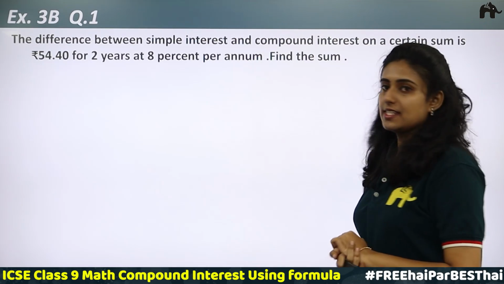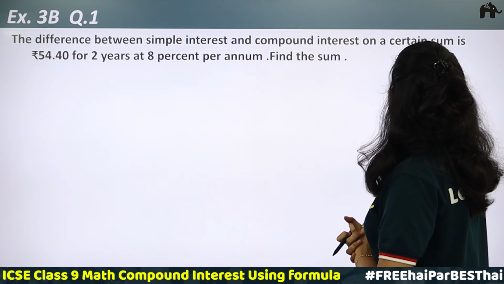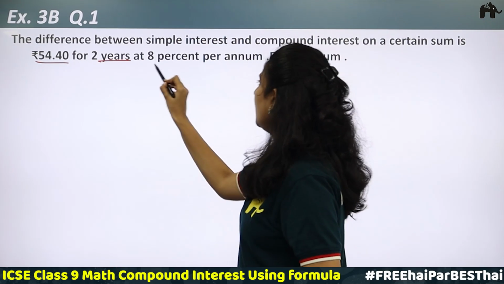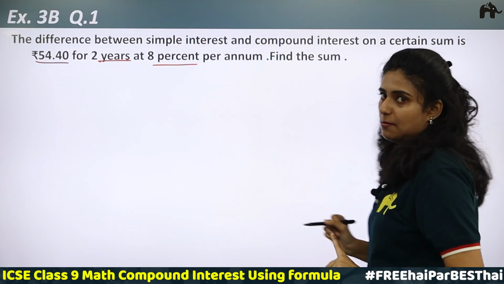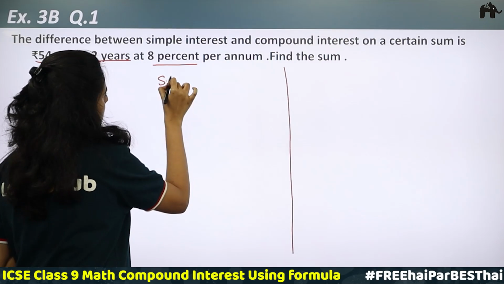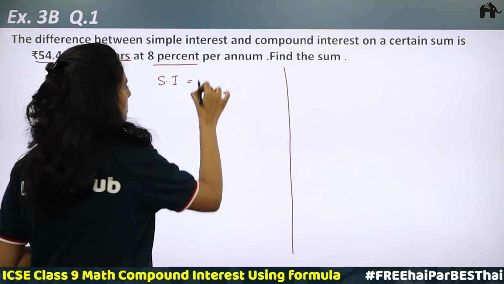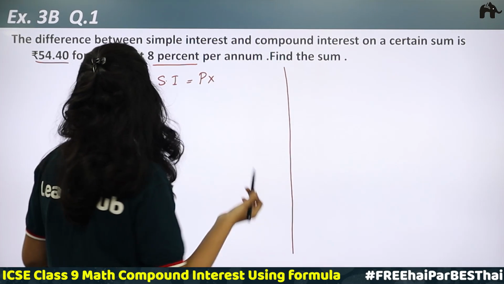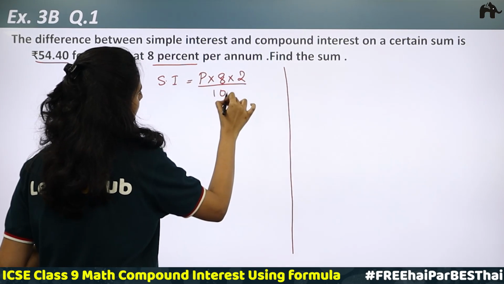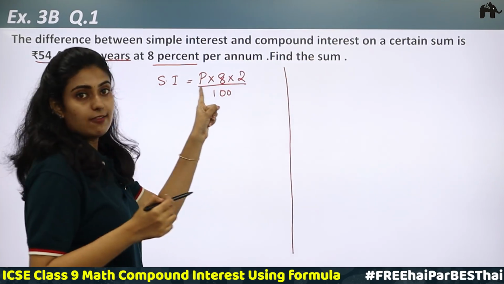Let us solve problems from exercise 3B. Question 1 of exercise 3B. The difference between simple interest and compound interest on a certain sum is rupees 54.40 for 2 years at 8% per annum. Find the sum. First, we have to make an equation for simple interest and then for compound interest. We know simple interest is equal to principal into rate of interest. Here the rate is 8%, number of years 2 years, divided by 100, PTR divided by 100. P is what we have to find.